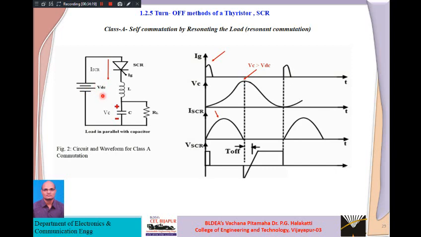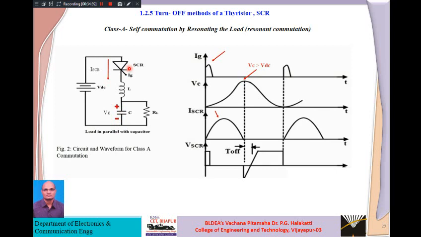Plus and minus, you fix this and keep it. This will turn on the SCR. With the help of the gate signal, turn on the SCR, short circuited, then ISCR will start flowing. Now what is this one? This is the voltage across the capacitor. The capacitor will start charging.